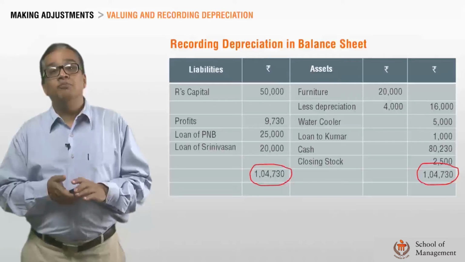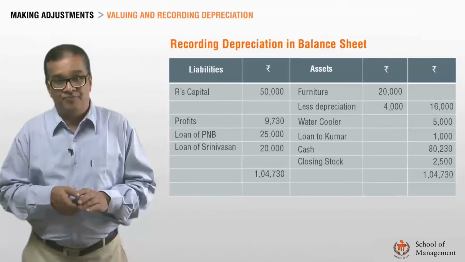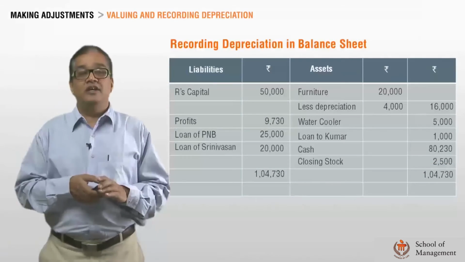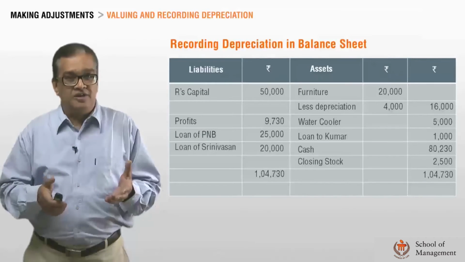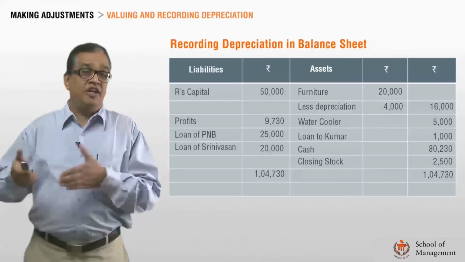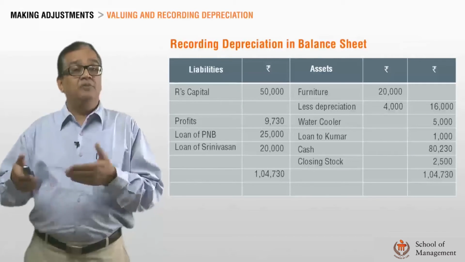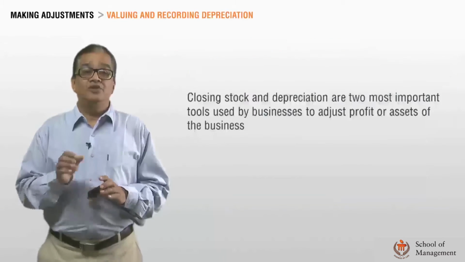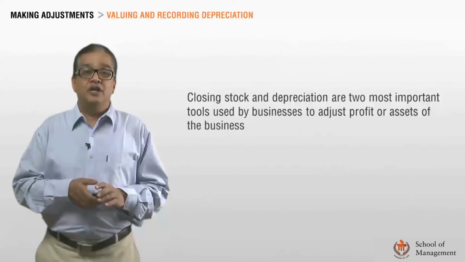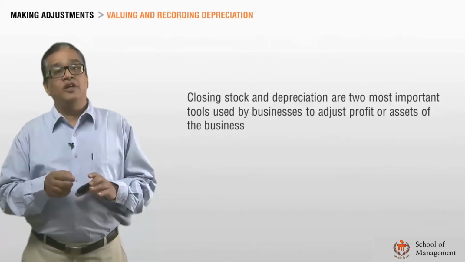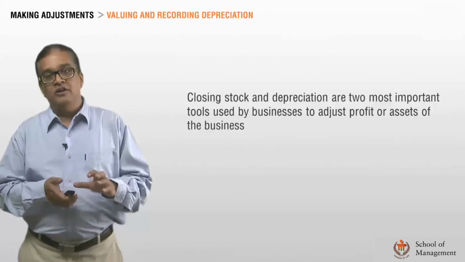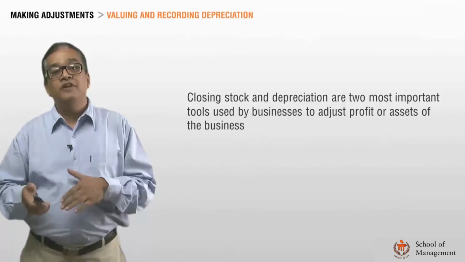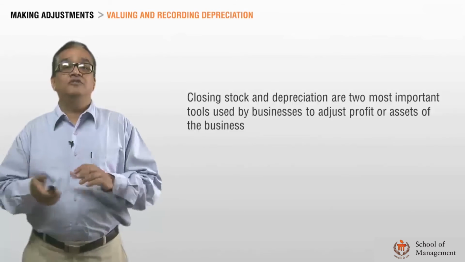These two important items have to be considered whenever we are recording the transactions and preparing the summary of these transactions to ascertain the P&L account and to prepare a balance sheet. Closing stock and depreciation are two most important tools used by businessmen in order to adjust the profit or the assets of the business.